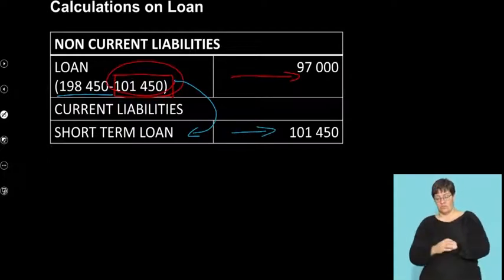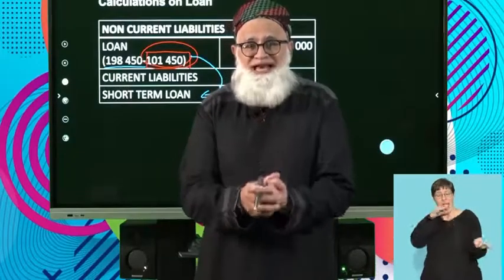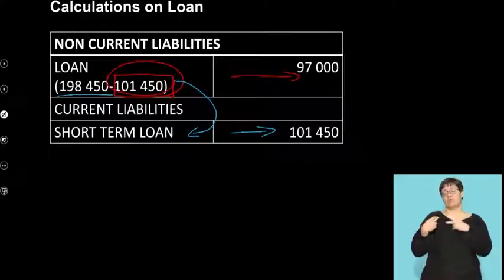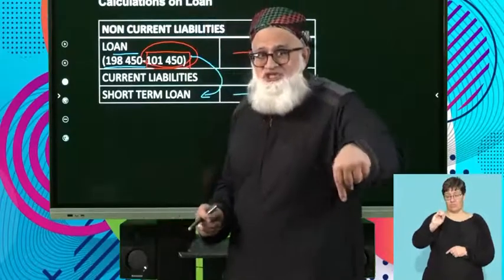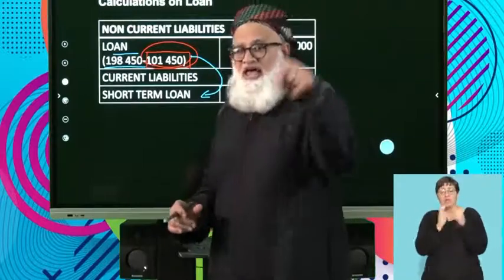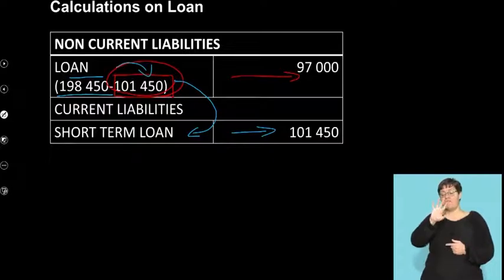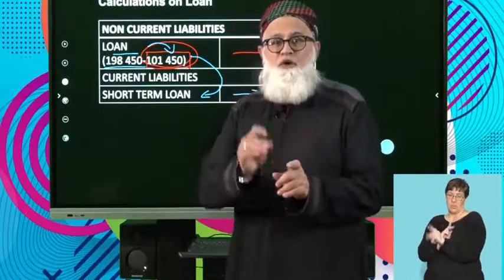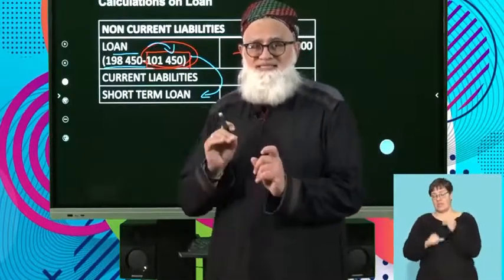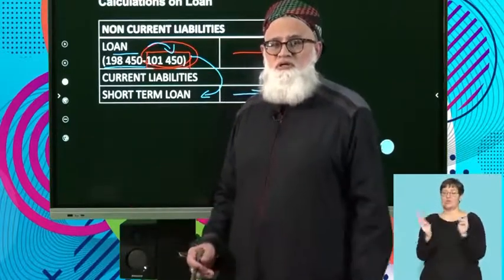What are you doing here? You're explaining to the reader of the balance sheet that yes, we've got a non-current liability. The amount is 198,450, but in next year, within 12 months, you'll have to make a repayment of 101,450. And that then moves from being your non-current liability to your short-term loan. That means payable within 12 months. That's your current portion of your loan, also known as the short-term loan.